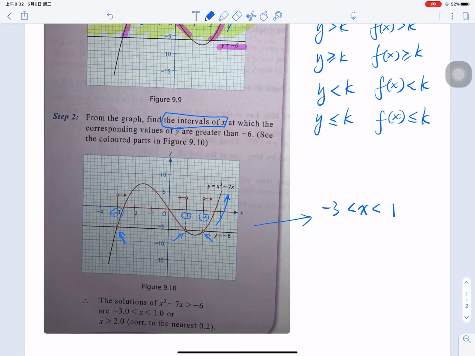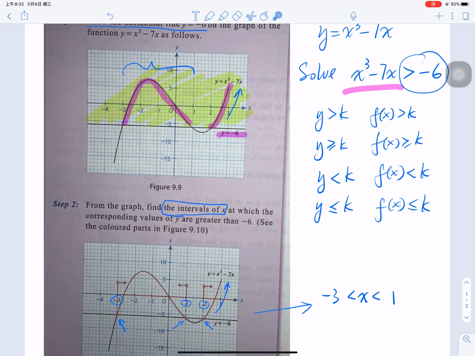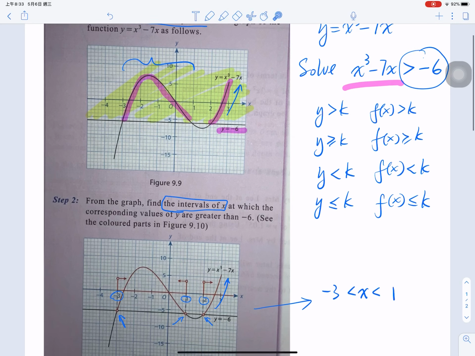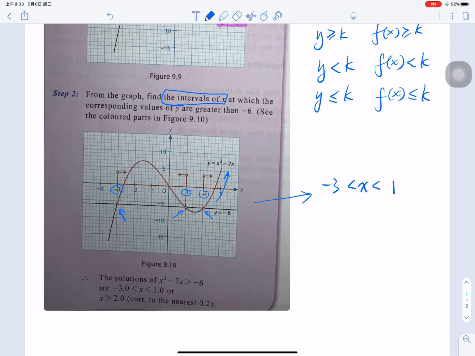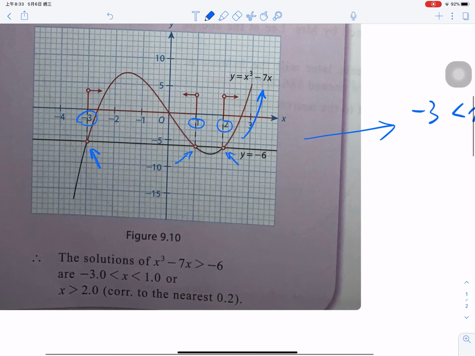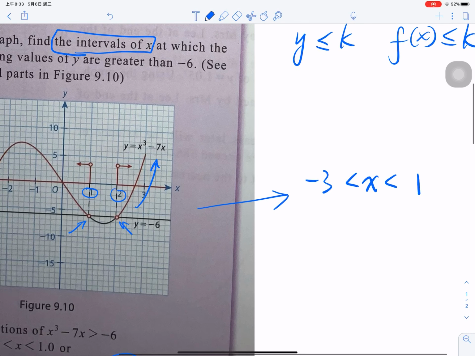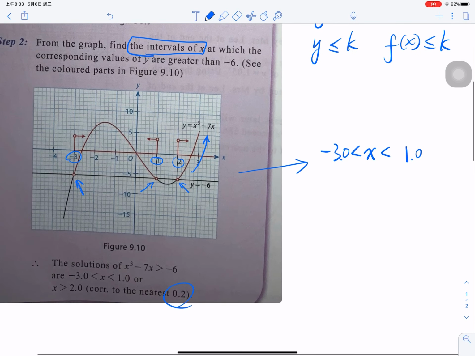Do you know why? Because this point is negative 3, right? So start from negative 3 to 1, however not including the endpoints, because the inequality sign here is only greater than, without an equal sign. And one more thing, each square or each unit here is 0.2. So we can see this one is negative 3.0 and 1.0. You can write like this, correct to the nearest 0.2.